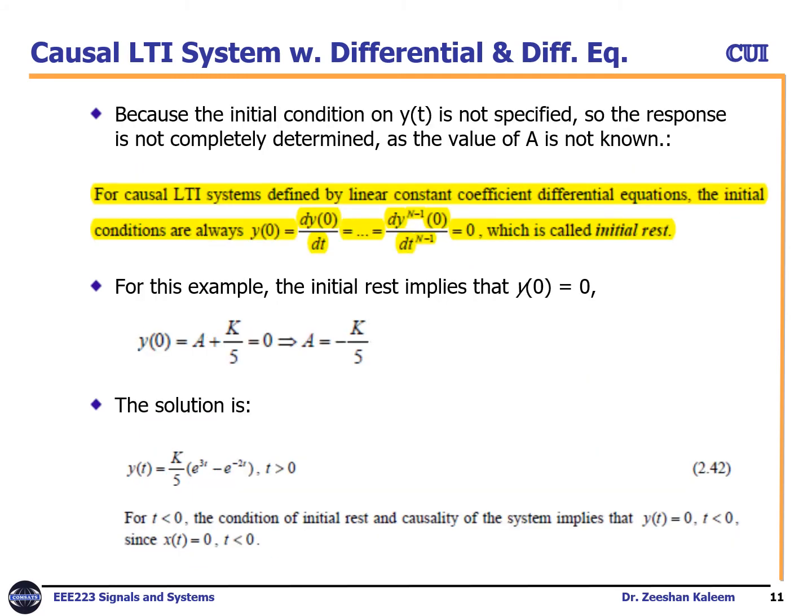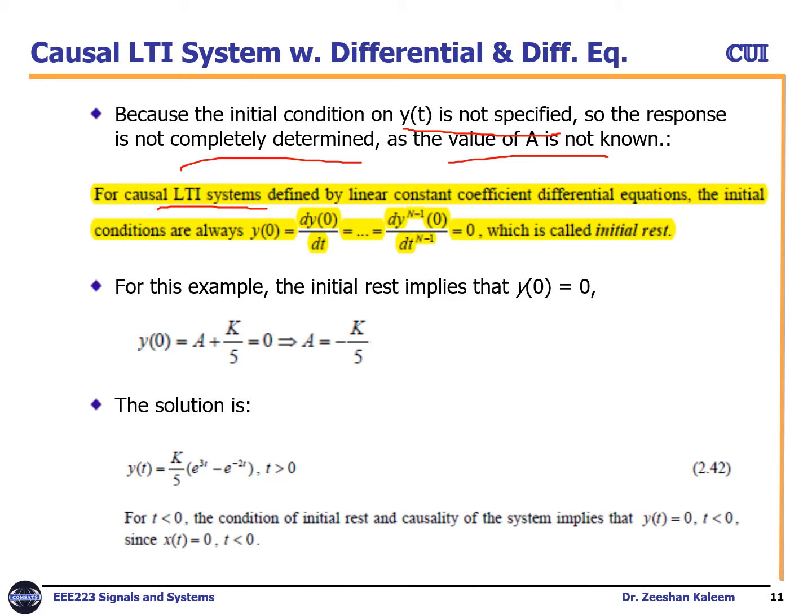Because the initial condition on y(t) is not specified. As we discussed, we found the previous equation for t greater than 0, but there should be some initial condition. As we already discussed in our previous lecture, without an initial condition it is not possible to judge the overall response of a system. So the response is not completely determined, as the value of a is not known. So we have to find the value of a as well, which is a constant.